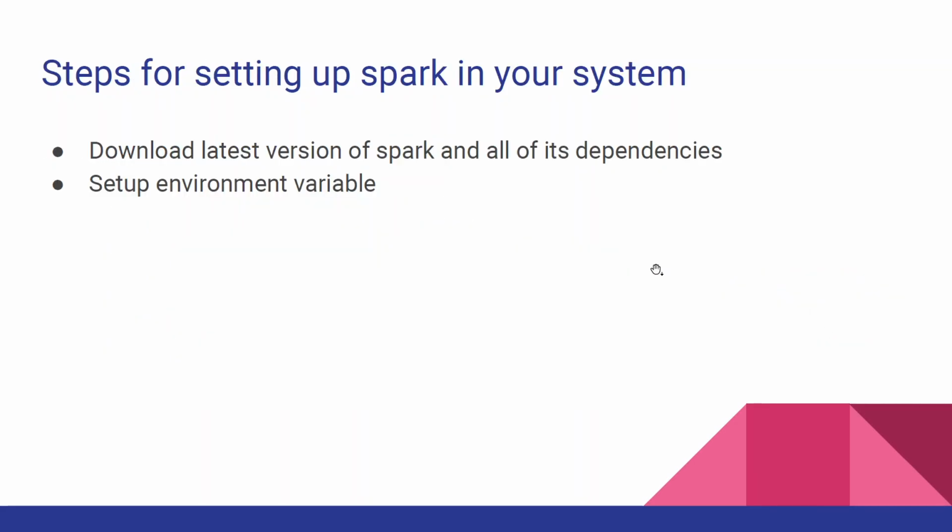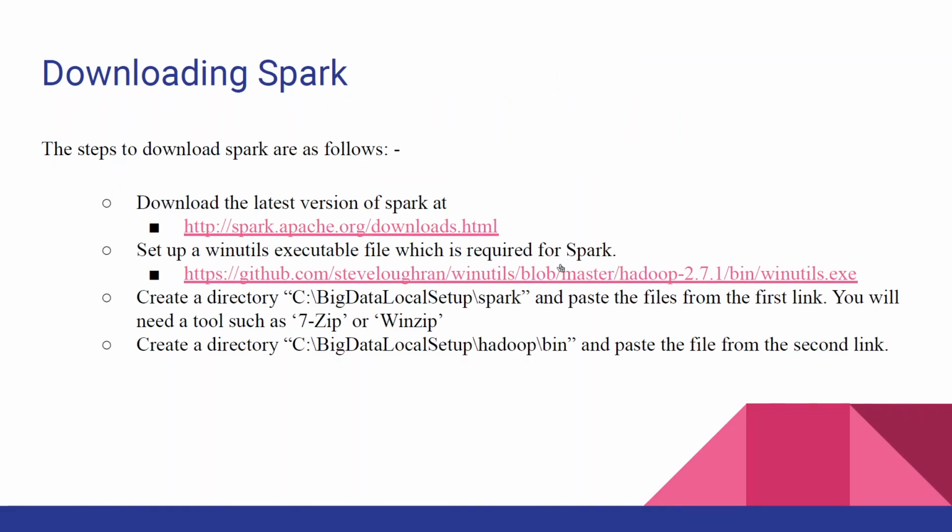Now we would be looking at the steps for setting up Spark in your system. I am going to be using Windows operating system as my reference, particularly Windows 10 because that's my system. So there are two steps involved for getting you set up with Spark. The first one is downloading the latest version and all of its dependencies, and second is to set up the environment variables. We will first start with downloading the latest version.